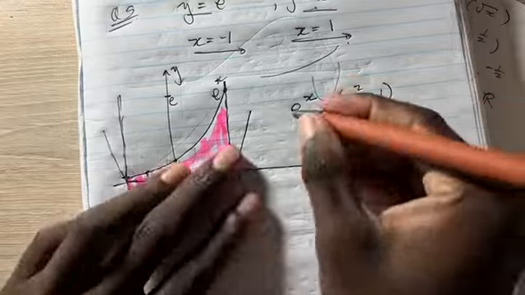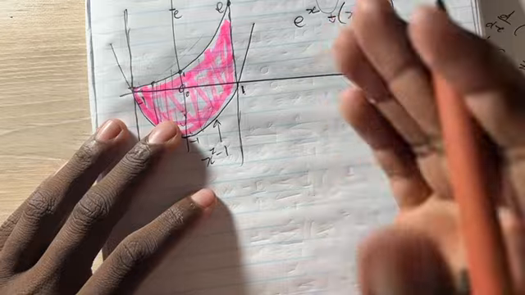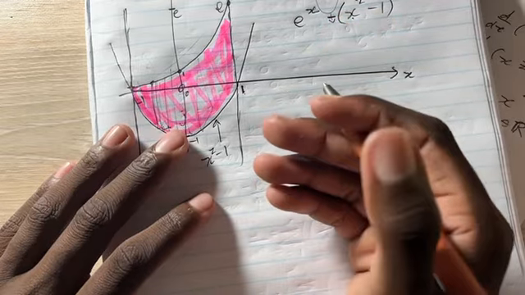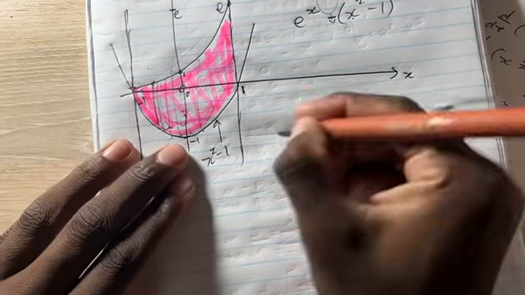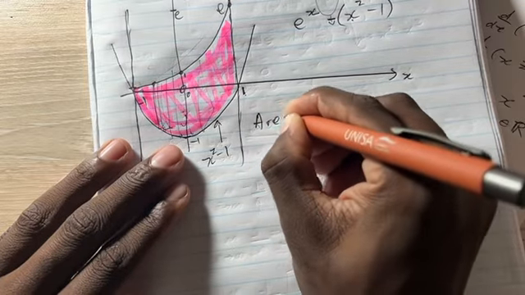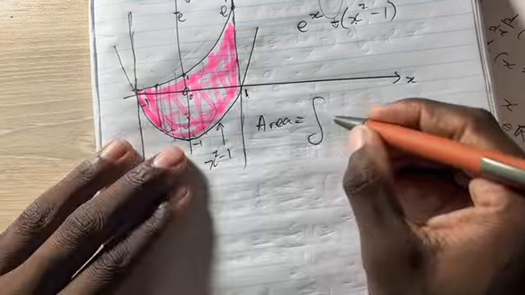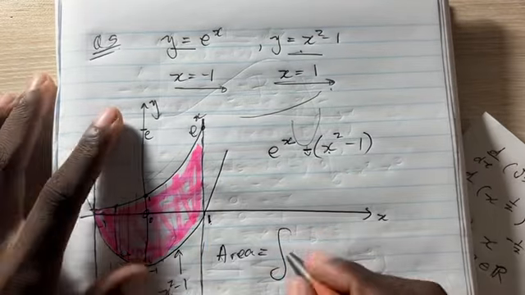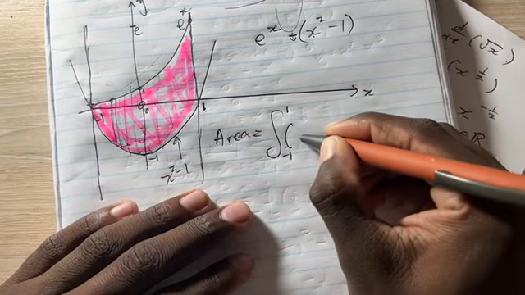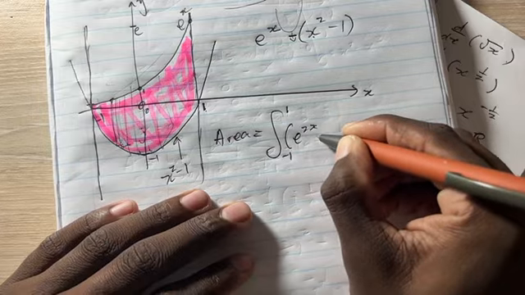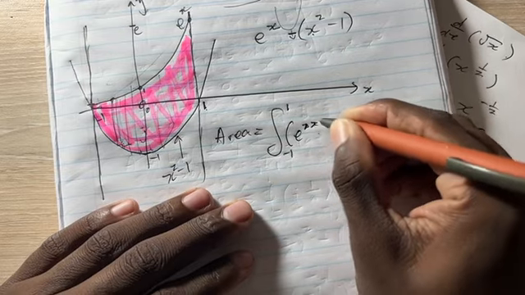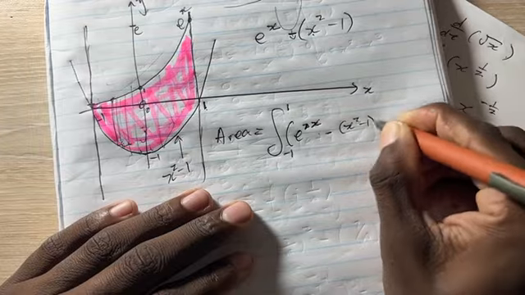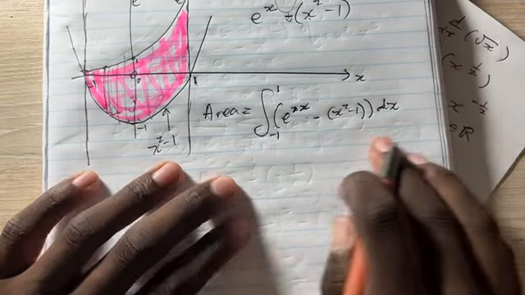Okay, which means essentially our thing is going to be like this. If you want the area, you just find the definite integral. That's how you find the area. So the area is going to be equal to the definite integral from the lower bound, which is -1, to the upper bound, +1, of e to the x minus (x squared minus 1) dx. Okay, this is what we have.